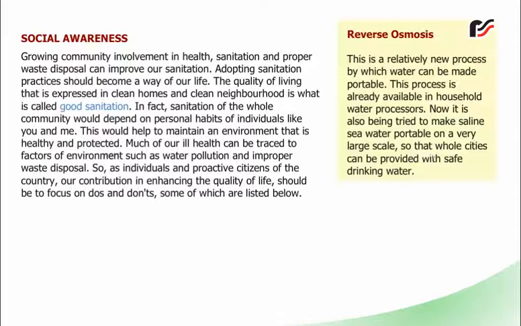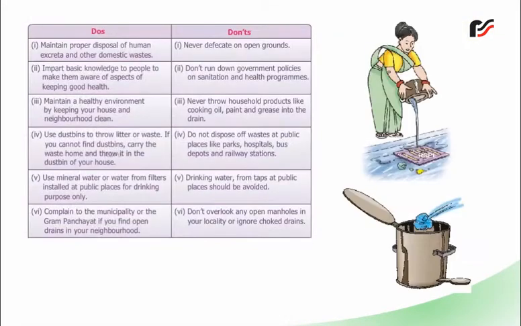Much of our ill health can be traced to factors of environment such as water pollution and improper waste disposal. So as individuals and proactive citizens of the country, our contribution in enhancing the quality of life should be to focus on do's and don'ts, some of which are listed below. Do's. 1. Maintain proper disposal of human excreta and other domestic waste.